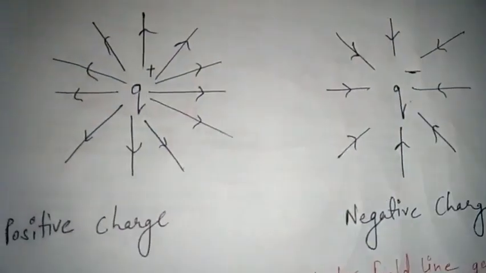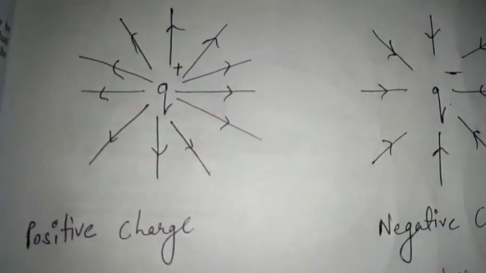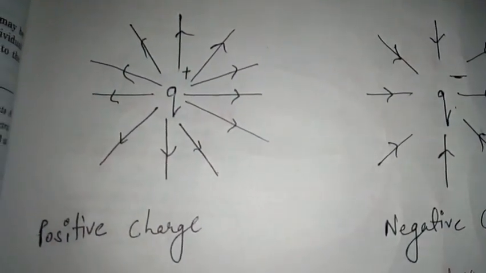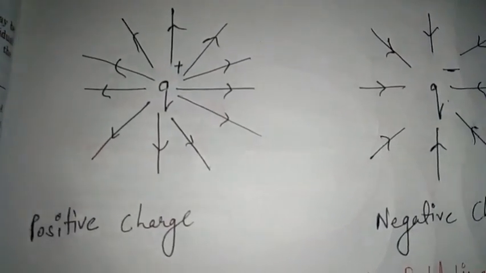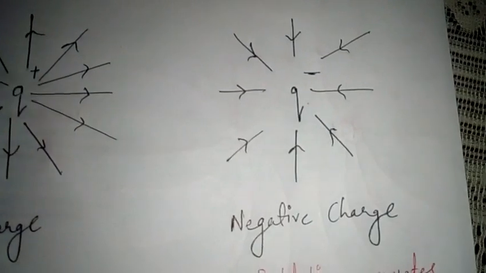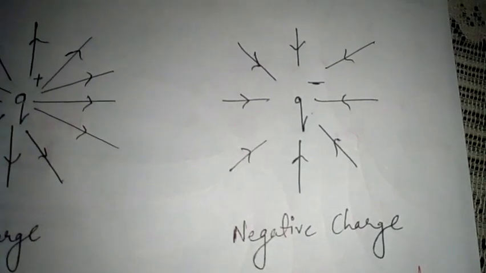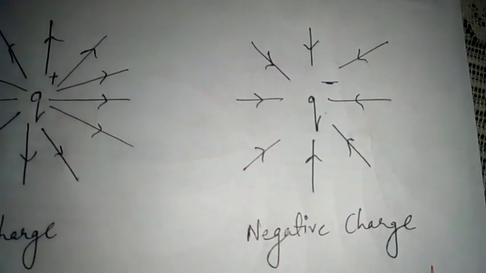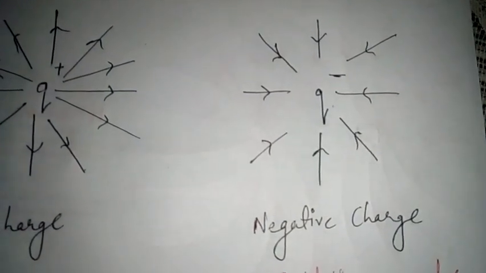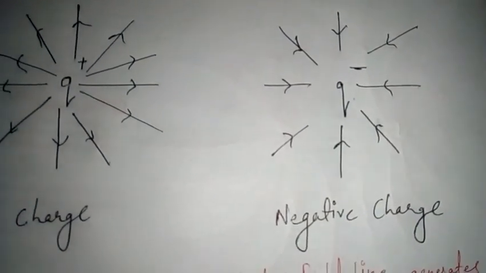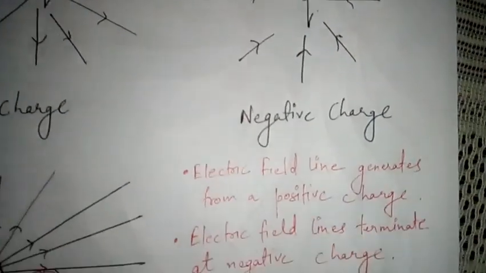So what it means is the positive charge has electric field lines which generate towards the outside, and the negative charge has electric field lines which terminate at that point charge, as in all these field lines are closing in towards the negative charge. I have written this as well.